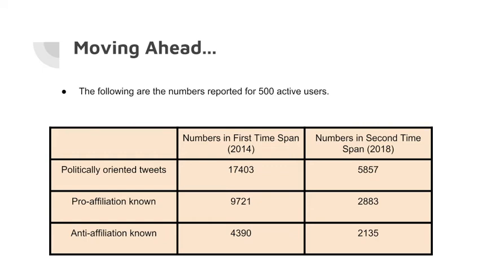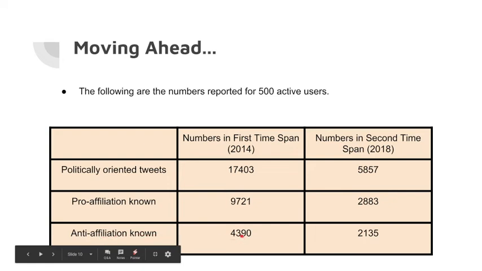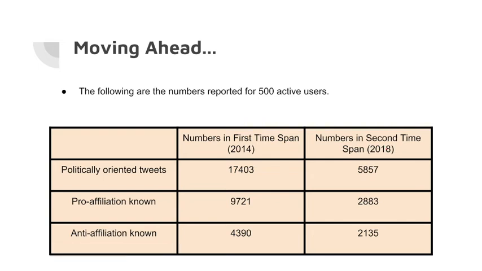So we tried to convert this three-class problem, which was supporting AAP, Congress, or BJP, into a six-class classification problem, where we say he's a supporter of BJP, supporter of AAP, or supporter of Congress, or he is against Congress, against BJP, or against AAP. This is the second part of what we did, which we called anti-affiliation, and we had 4390 tweets in 2014 and 2135 tweets in 2018 where we know these affiliations. For the rest of them, we are unclear on the affiliation that they show.